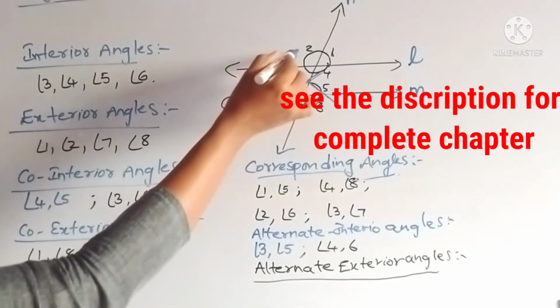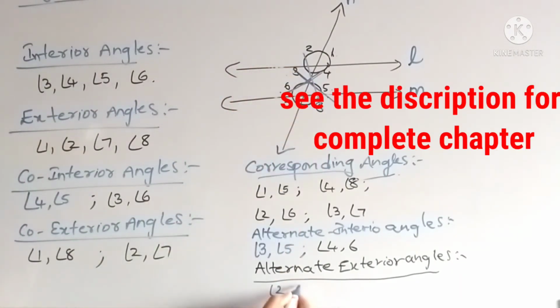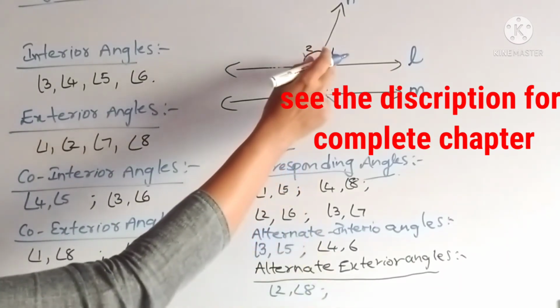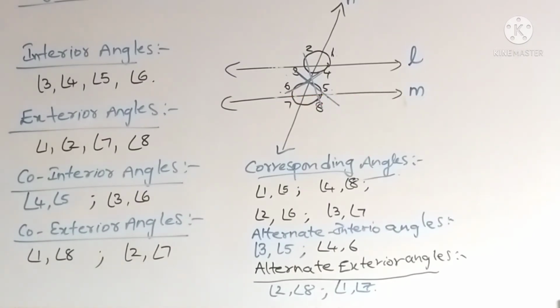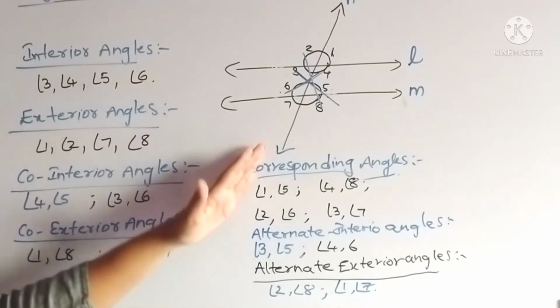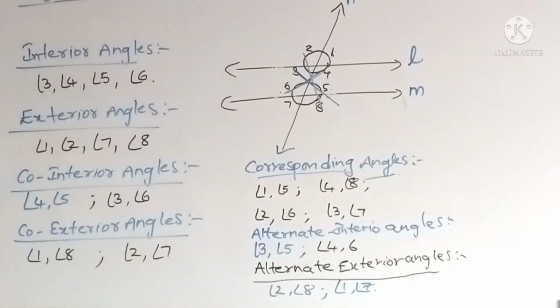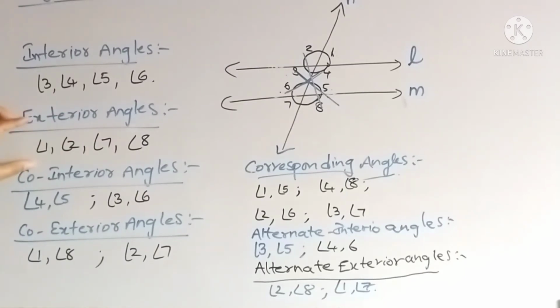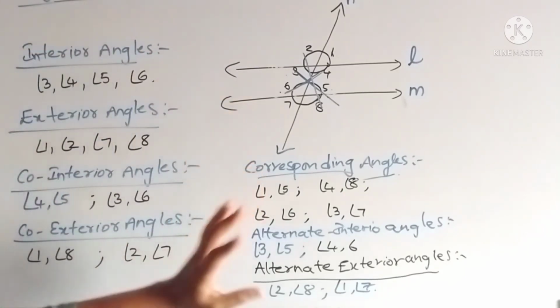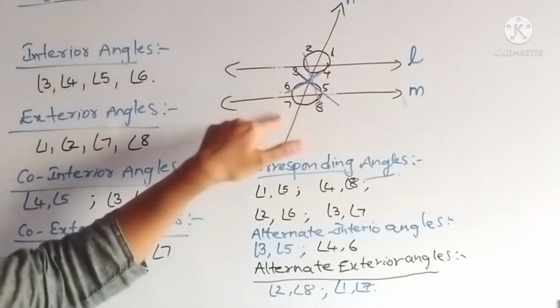So see angle 2, angle 8, angle 1, angle 7. Okay, so these are the alternate exterior angles. So these are the different types of angles formed when a transversal line intersects a pair of lines. Interior angle means the angles which lie in between the lines. Exterior angle means the angles which are not interior: 1, 2, 7, 8.